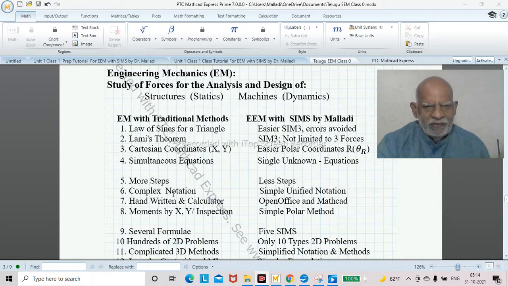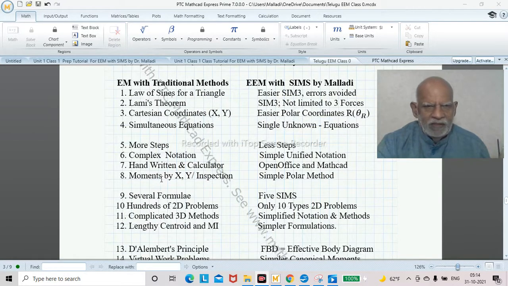Complex notation, simplified notation, unified notation, handwritten and calculator use. Here you can use OpenOffice to draw the figures once and for all and modify them, and use MathCAD to solve several problems at one time. And moments by XY and inspection.